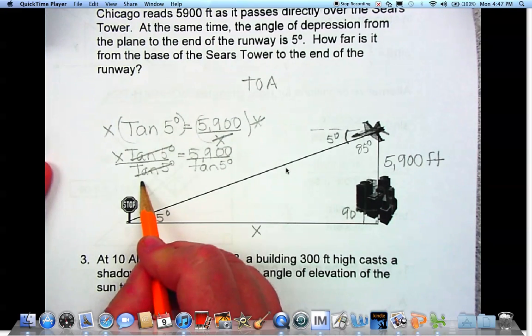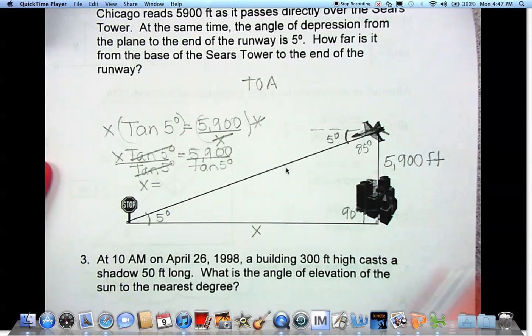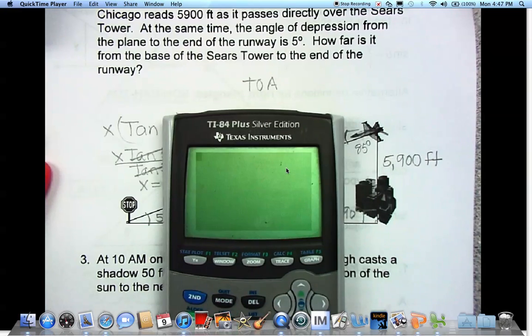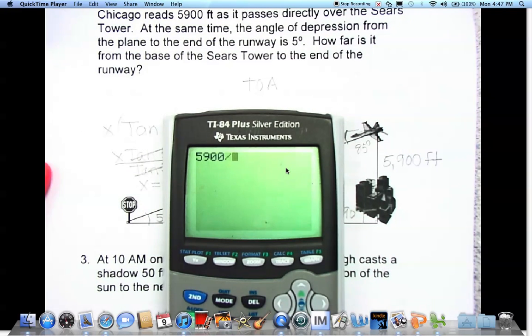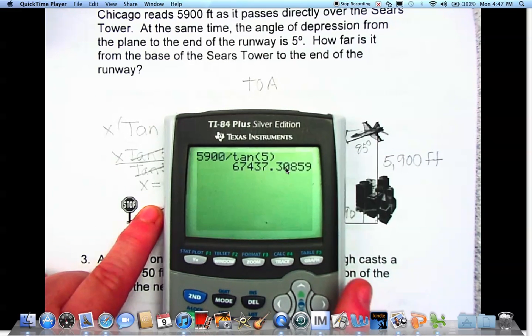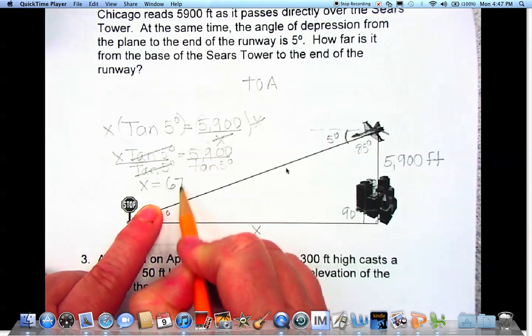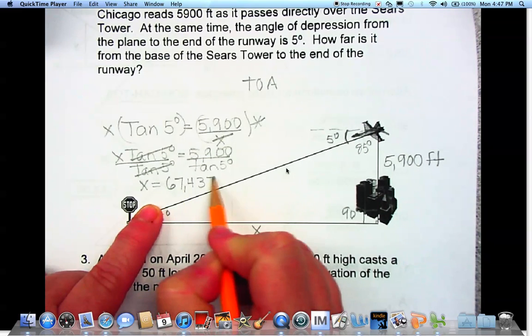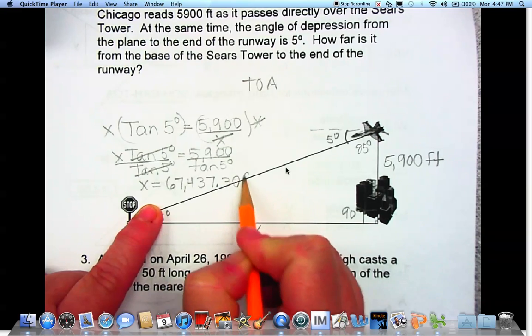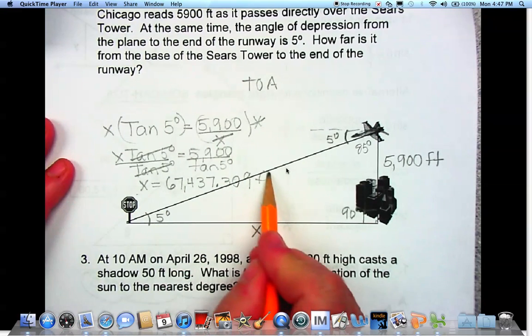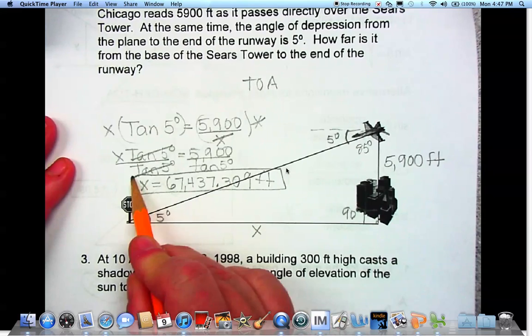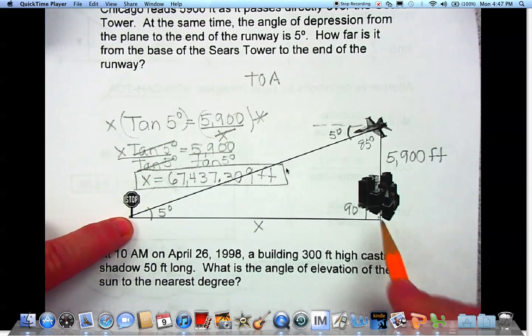And we want to get X by itself, so we're going to divide by tangent of 5 degrees. And so let's see what X equals. Plug this in. 5,900 divided by tangent 5. 67,437.309. That would be feet. And that's how far the end of the runway is from the Sears Tower.